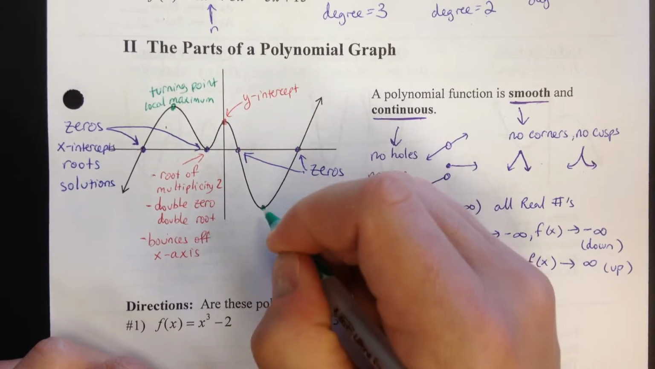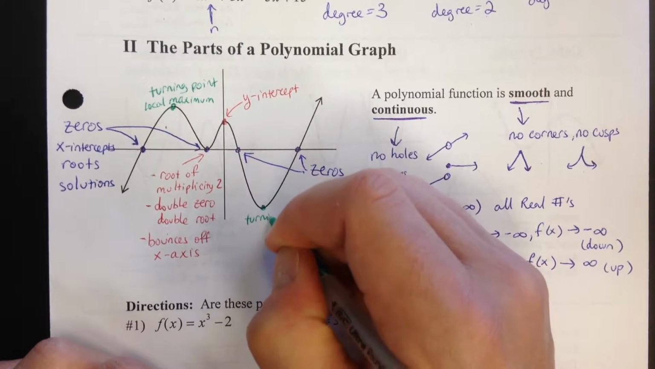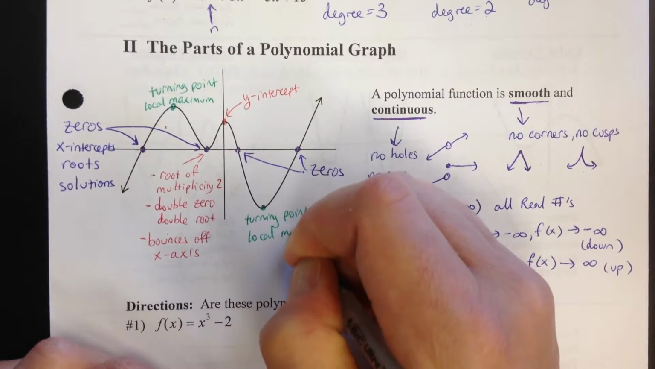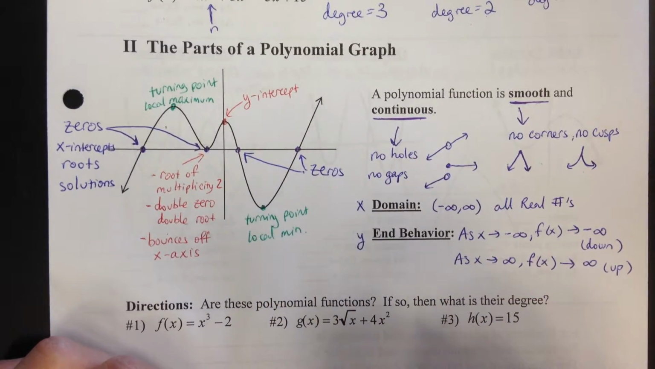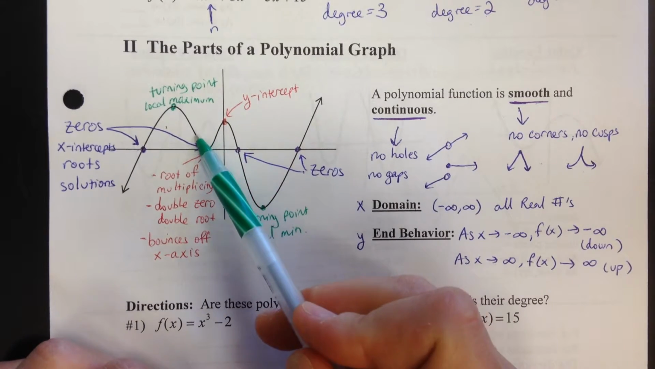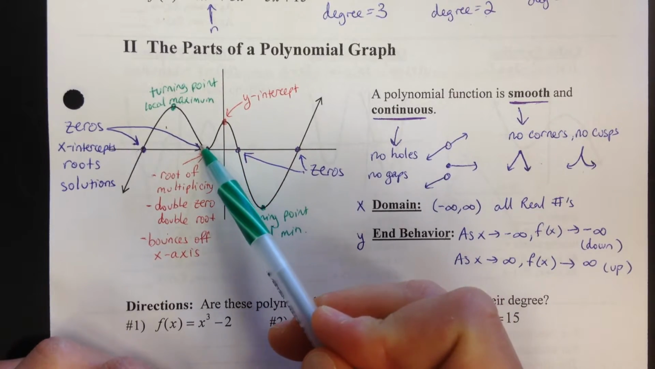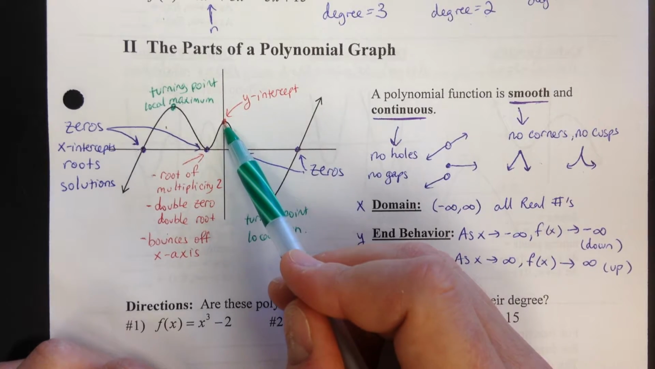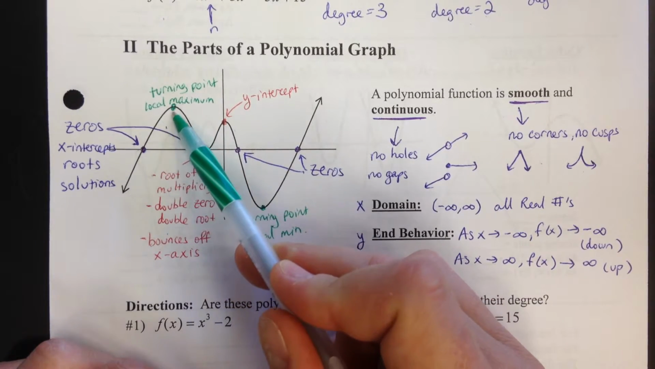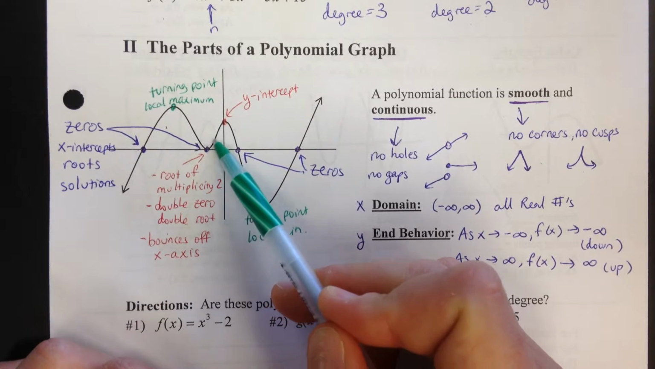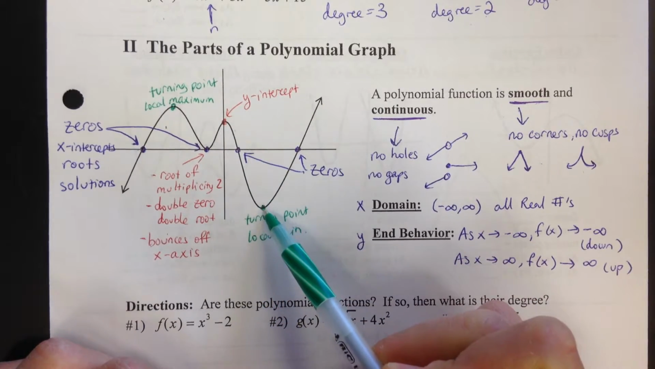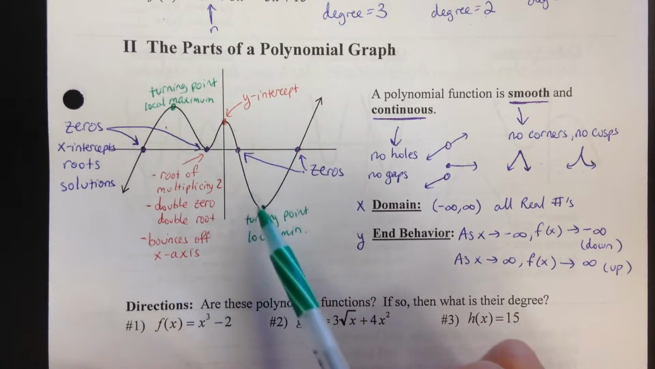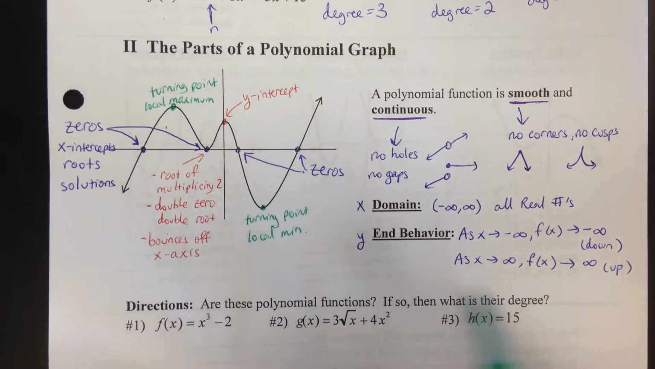Down here is another turning point, but this would be a local minimum. So a local min for that. Now also, here, this would be a local minimum. It's also the 0. And this would be a local maximum. It's also the y-intercept. So notice we have 1 turning point, 2, 3. So we have 4 turning points in this function. So there's a lot of vocabulary when you're talking about polynomials.